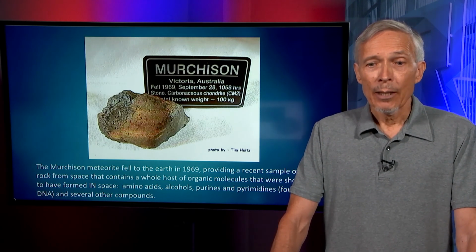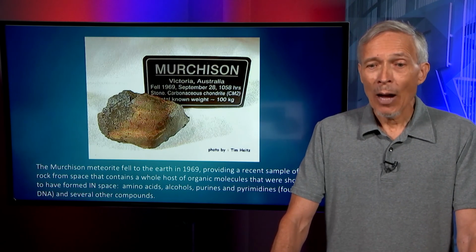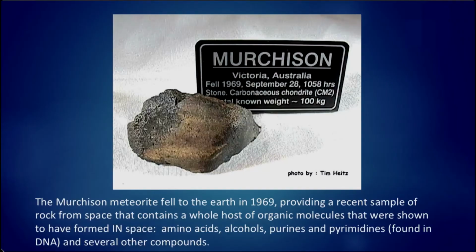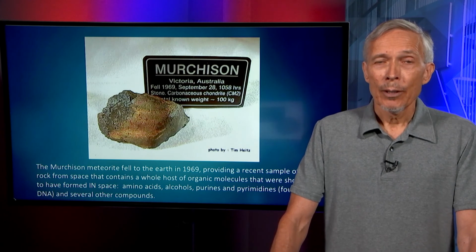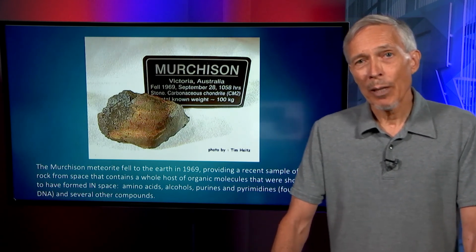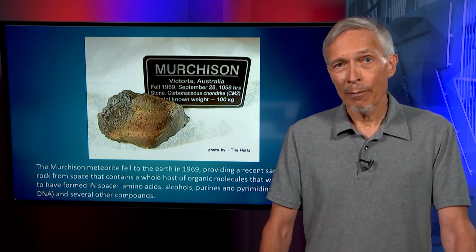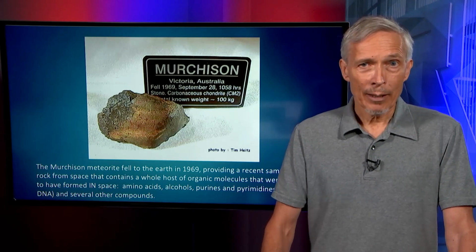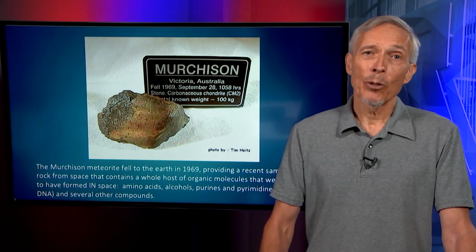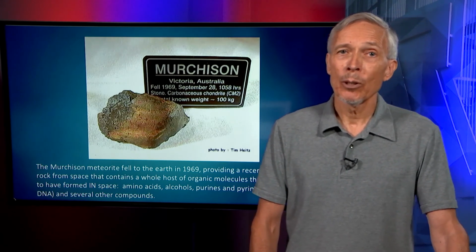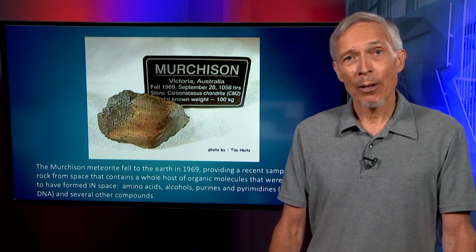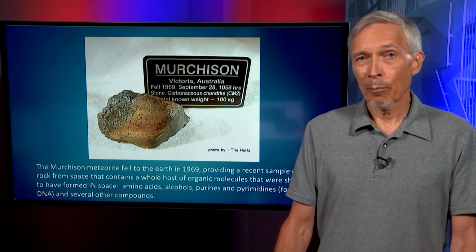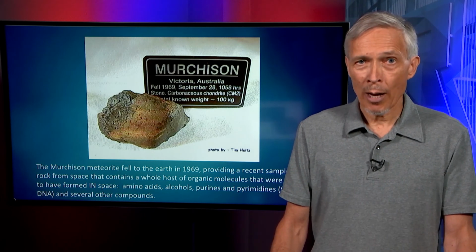Well, this meteorite showed that it contained amino acids, alcohols, purines, and pyrimidines, which are found as components of DNA, and a number of other complex compounds. Some of the amino acids found in the Murchison meteorite are not amino acids used in life itself, and that's not surprising. In theory and in principle, there are 100,000 different amino acids possible, and life only uses 20 of those. So some of the amino acids found in the Murchison were those amino acids that biology on the Earth uses, and some were not.